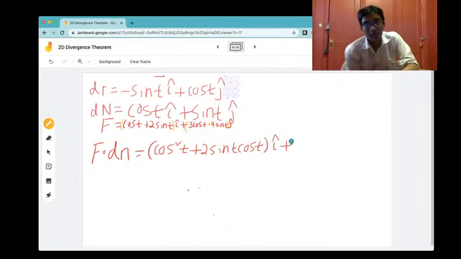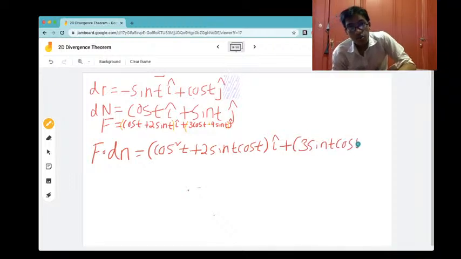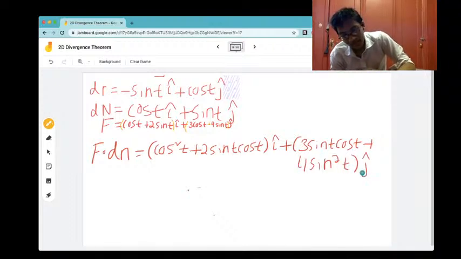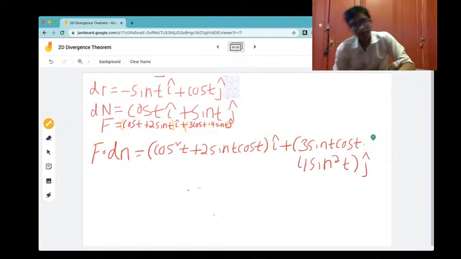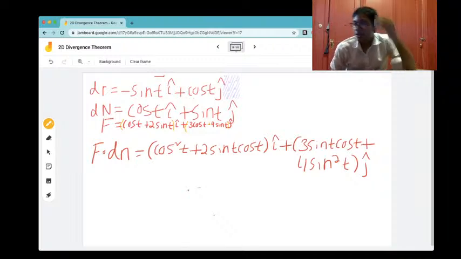I'm going to have 3 sine t cosine of t plus 4 sine squared t in the j hat direction. Okay, and let me just fix that plus sign so it actually looks like the operator is meant to be, and that right there means we're ready to go, right? So what do we have to do after this step?